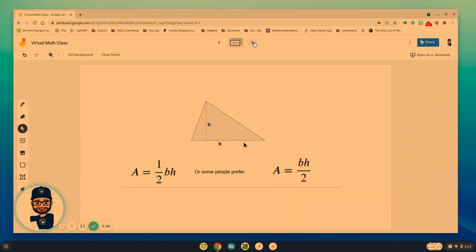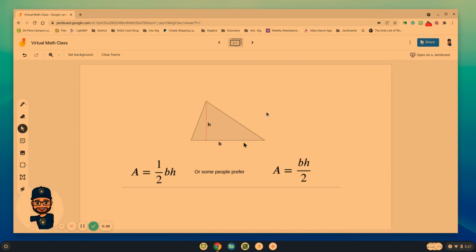So the general formula for the area of a triangle is either area equals 1/2 the base times the height, or the base times the height divided by 2. Both of these mean the same thing. They're both acceptable as long as you know what the base and the height are. And that's the trick, is usually identifying what the base and the height are as we get more advanced into geometry.